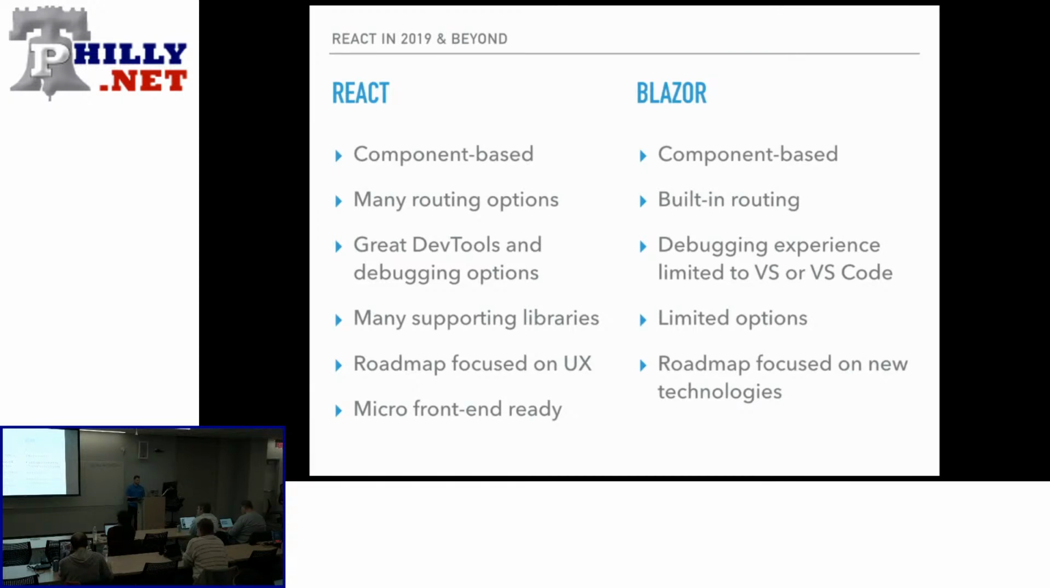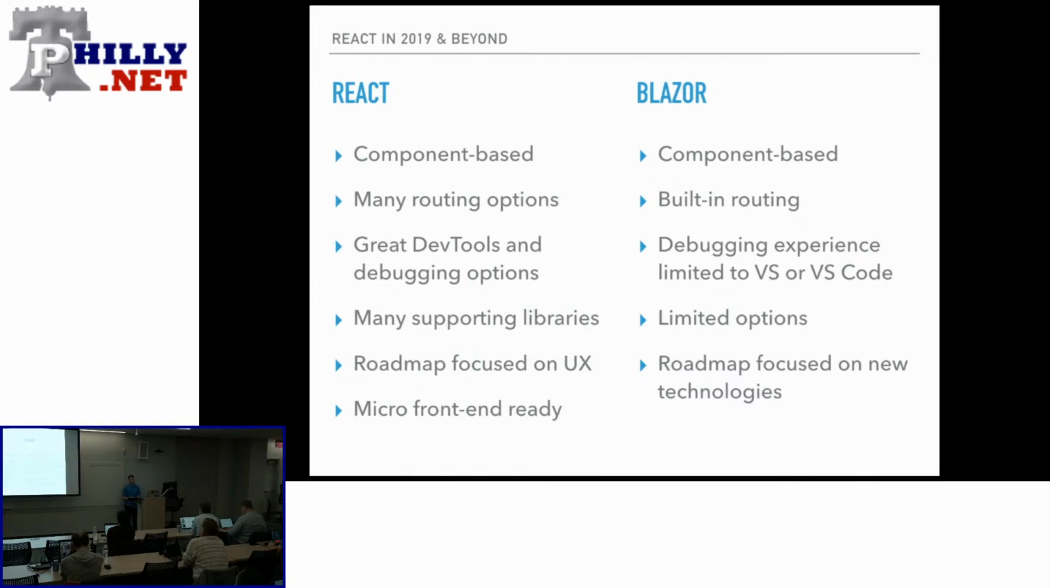Like I mentioned earlier, there's a ton of different supporting libraries out there for React, and right now, since Blazor is in its infancy, there aren't that many options yet, but I do see more and more popping up all the time. The roadmap, as I talked about earlier with concurrent mode and suspense, those roadmap items are really focused on the user experience. Since Blazor isn't fully fledged yet, most of the roadmap seems to be focused on new technologies.